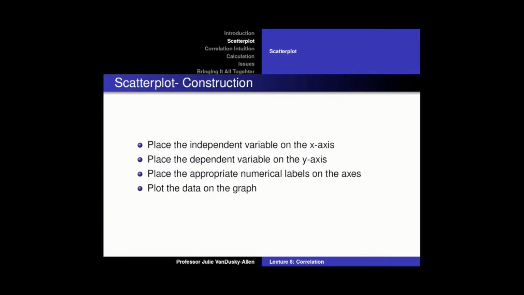In order to construct a scatterplot, place the independent variable on the x-axis, place the dependent variable on the y-axis, place the appropriate numerical values on the axis, and then plot the data on the graph.